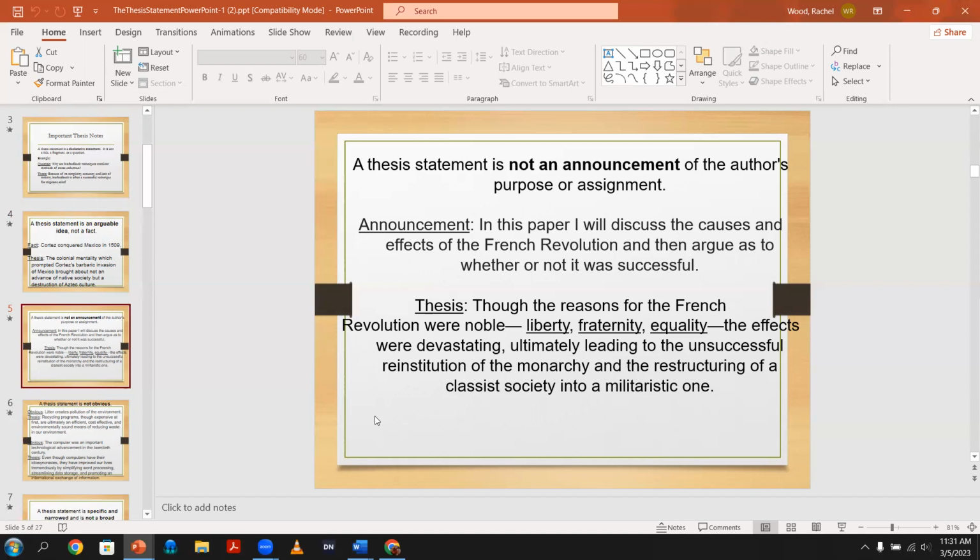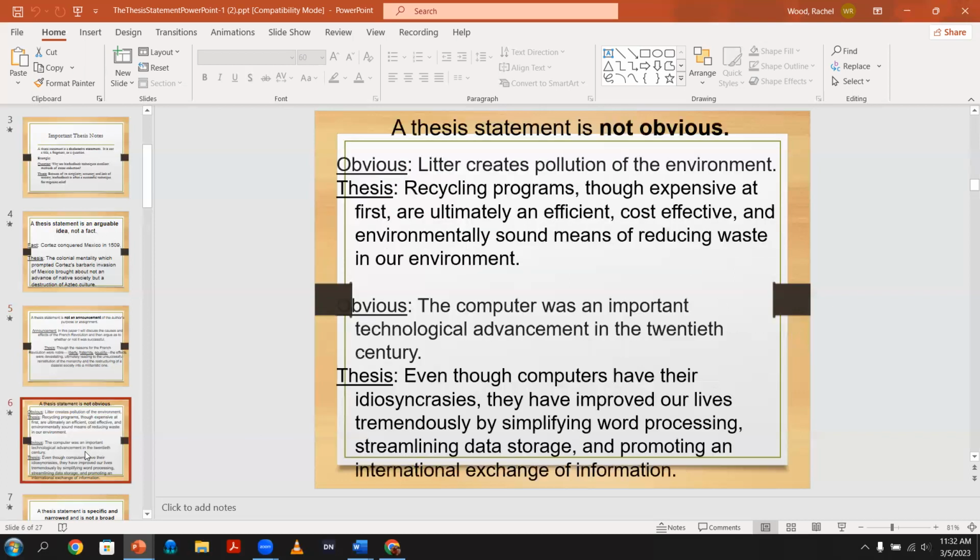However, if you look at the revised thesis statement for clarity and cohesion, you'll see that though the reasons for the French revolutions were noble, liberty, fraternity, and equality, the effects were devastating, ultimately leading to the unsuccessful reinstitution of the monarchy and the restructuring of a classist society into a militaristic one. That thesis statement is defensible. So a thesis statement is not always obvious.